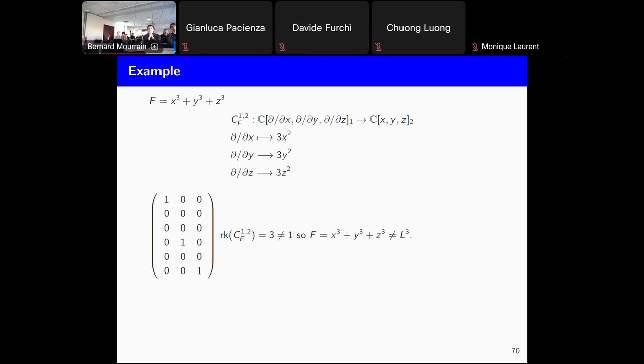This is not rank 1. Let's check it. This f is the sum of 3 cubes.